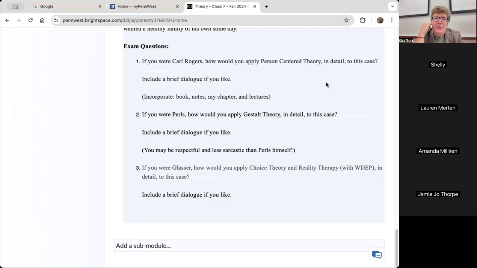Number 2, if you were Perls, how would you apply Gestalt theory in detail to this case? Include a brief dialogue if you like. You may be respectful and less sarcastic than Perls himself. If you were Glasser, how would you apply choice theory and reality therapy with WDEP? So that's probably going to be your technique, WDEP, in detail to this case. Include a brief dialogue if you like.